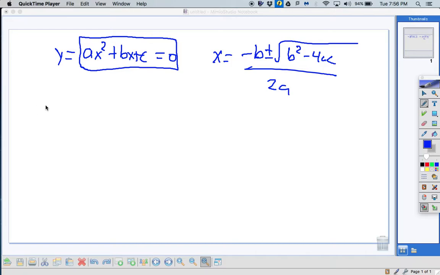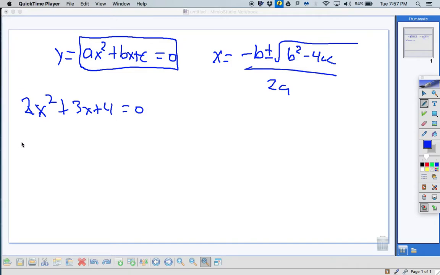Okay, so how this works is we're going to have an equation here. Let me write an equation. How about 2x squared plus 3x plus 4 is equal to 0. And I just made these numbers up. You can pick any numbers you want to see how this works.